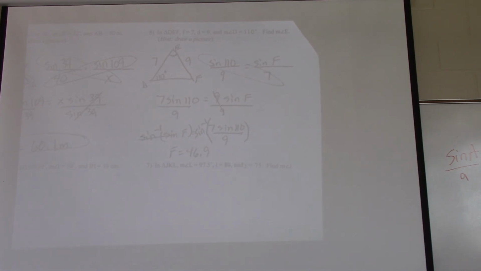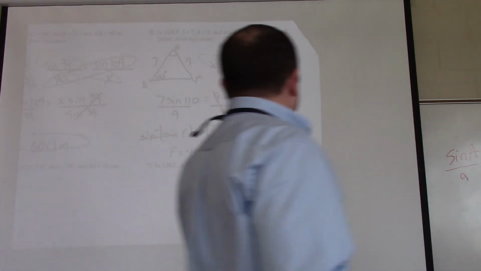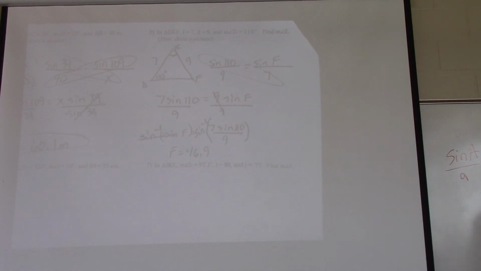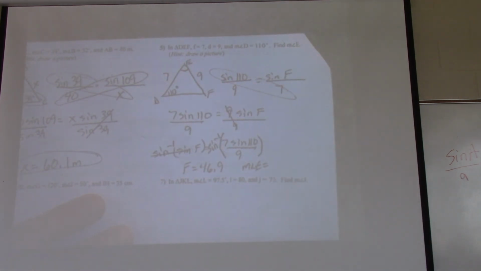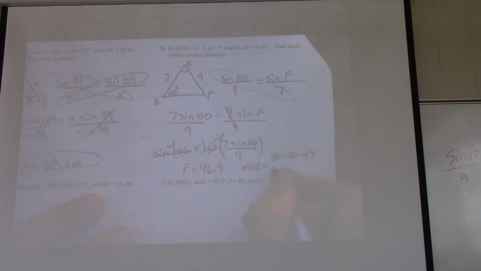What you're doing by going second times second answer is you're actually just plugging in the answer you just got. That's why we're doing it that way. Okay? Now again, what's the question asking? It's asking for angle E. So the measure of angle E is 180 minus 110 minus, we'll just call it 47 to make it nice and easy, and that equals 23 degrees. And that is the solution.